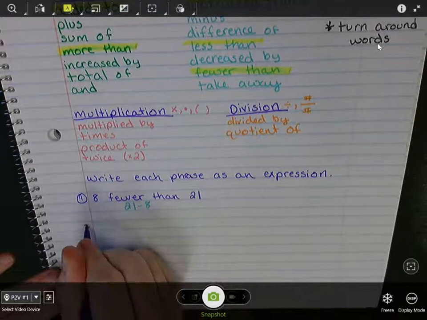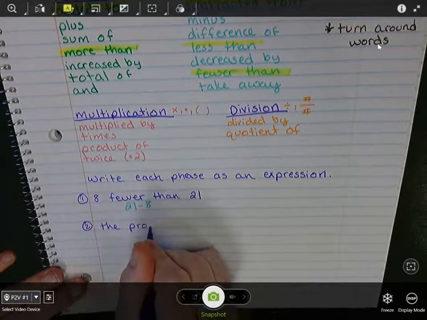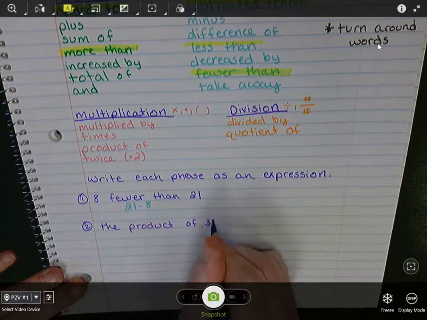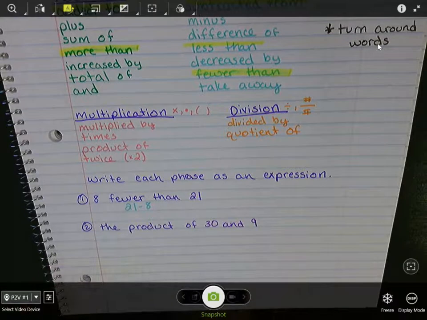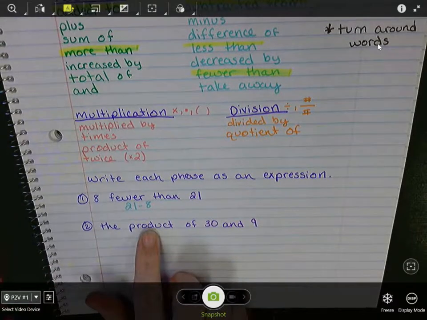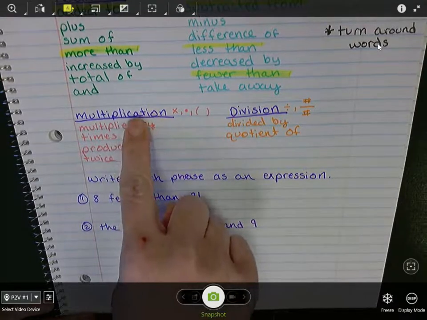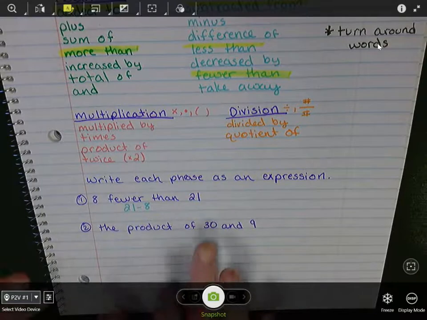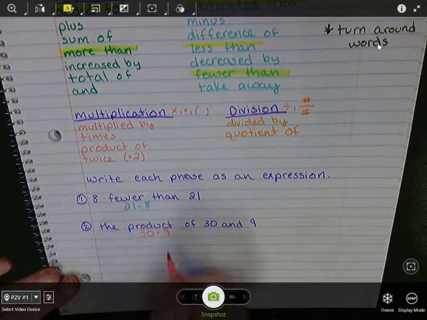Number 2, the product of 30 and 9. All right, notice it says the word product. So let's go up here and find product. Product is right here, and that says multiplication. So that means I multiply 30 and 9. So I do 30 times 9.